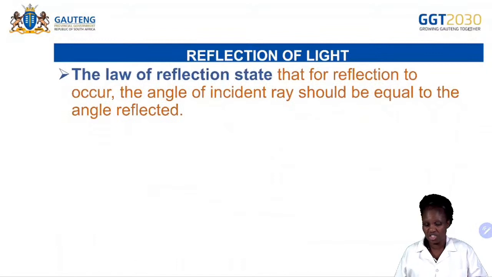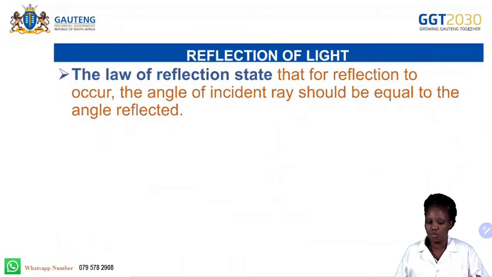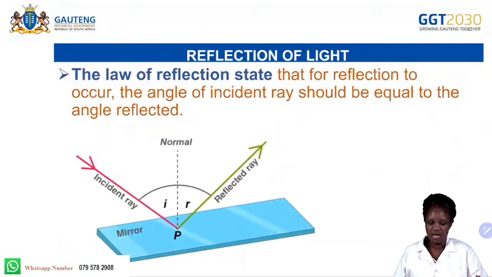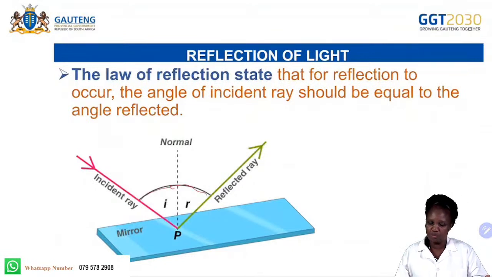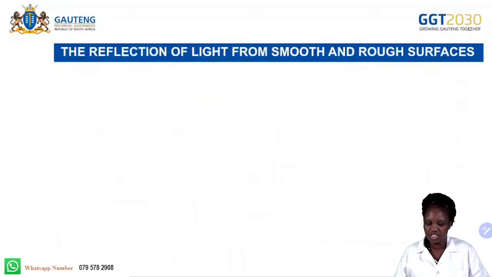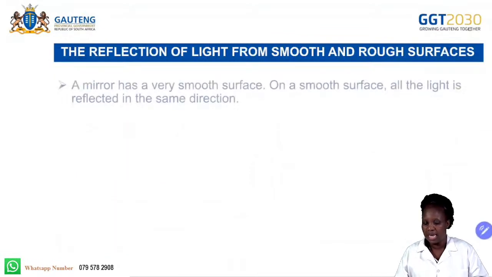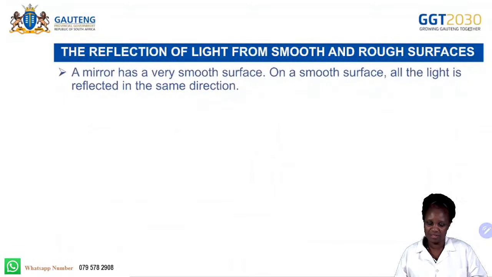The law of reflection says that for reflection to occur, the angle of the incident ray should be equal to the angle of the reflected ray. We are talking about these angles now. All right, they should be equal. Okay. And then the reflection of light from smooth and rough surfaces.